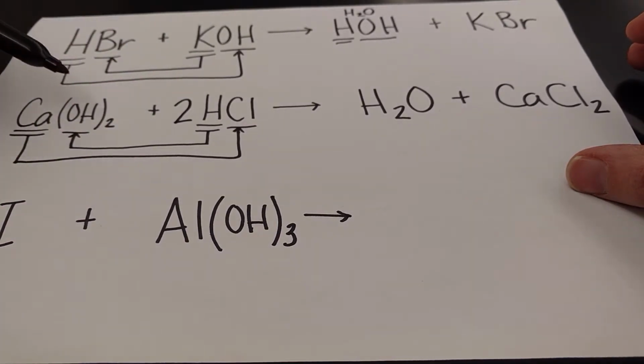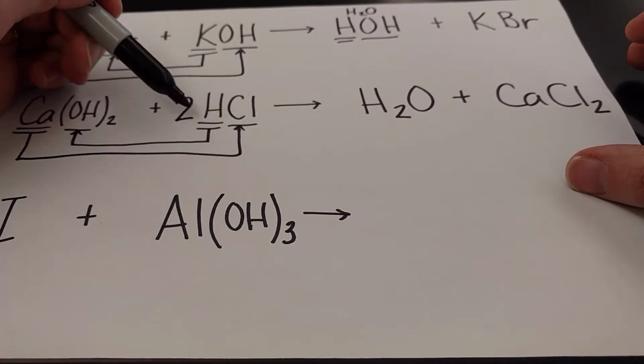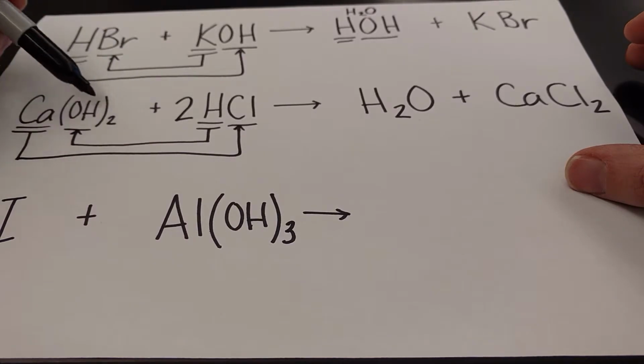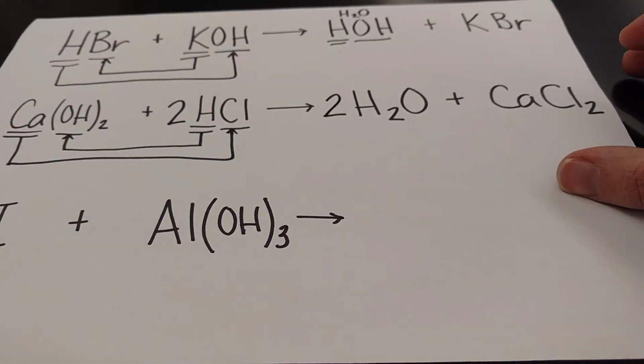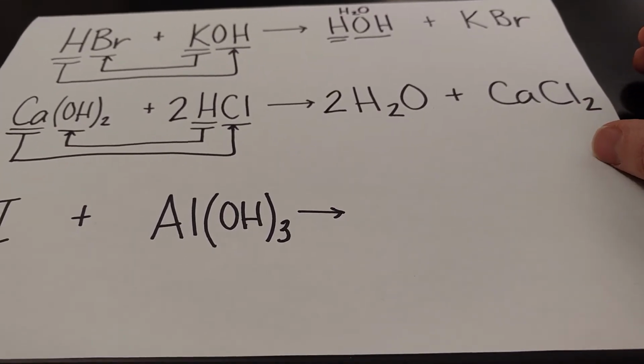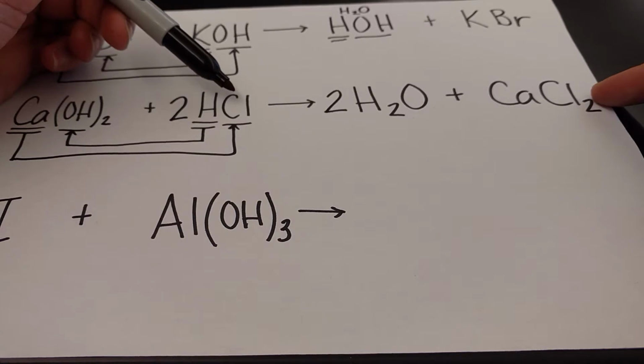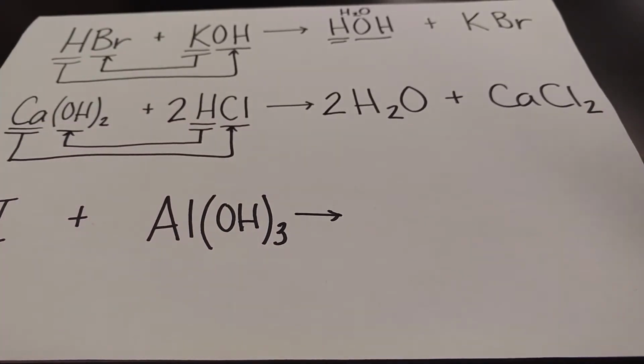And then if I look at my total hydrogens, here I have 2 times this in here, plus 2 here, so that's 4 total hydrogens, but only 2 on this side. And there we go. The easy way to balance an acid-base reaction is to balance your anion first, and then balance your hydrogen, and you should be able to get it done.